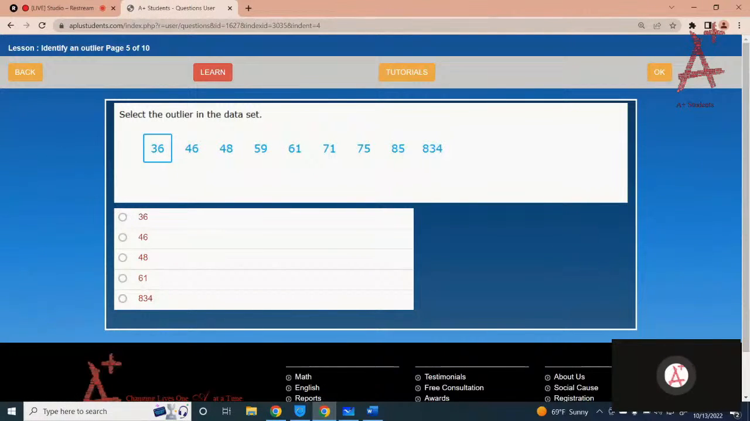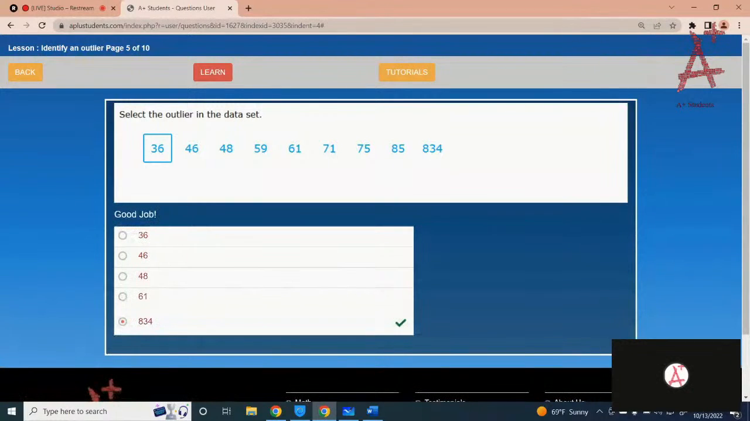Select the outlier in the data set. 36, 46, 48, 59, 61, 71, 75, 85, and 834. So which value is the outlier? That means 834 is an outlier because it's an extreme value. Other values are within 100, but that is in the 800s, so it is an outlier. Got it? Okay, select the correct option and click on the OK button.